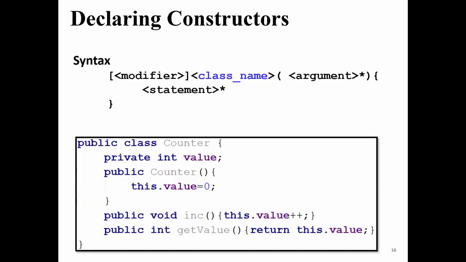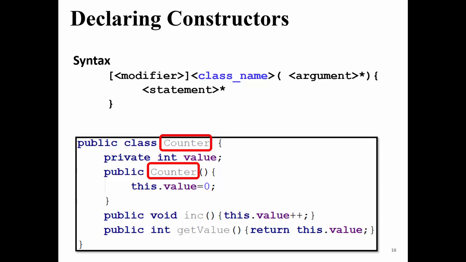Now, this is an example of declaring constructors. The name of the constructor should match the name of the class. In our case here, we have a public class Counter, and the constructor is called public Counter. It's not public void Counter. There's no return type. Public Counter. And in this case, we are using a no-argument constructor. There are no parameters or arguments, just empty parentheses. And we make sure this constructor initializes the state of the counter to 0. So this.value is equal to 0.